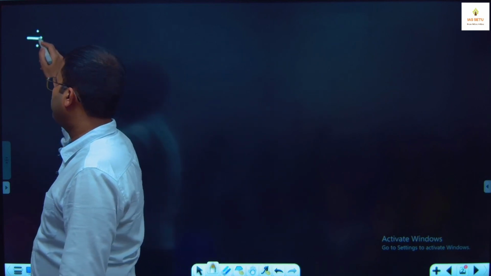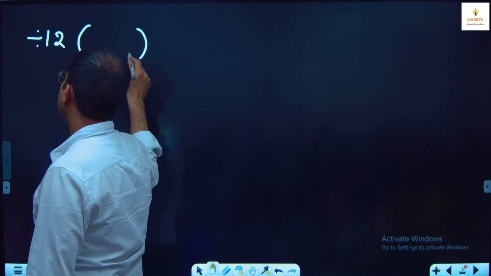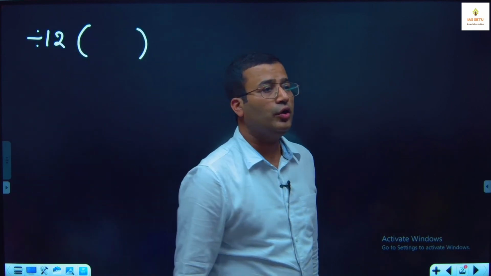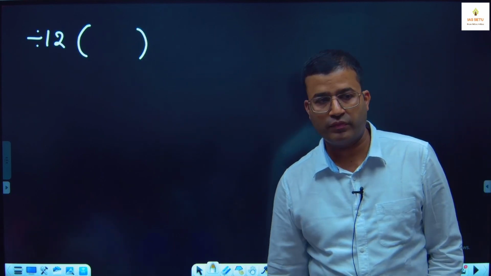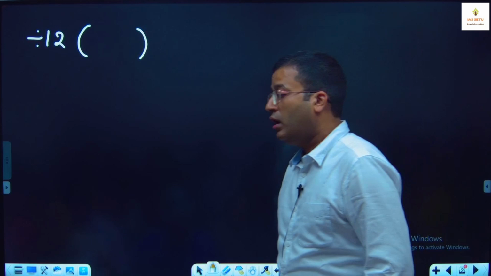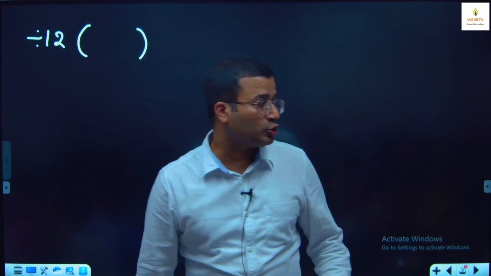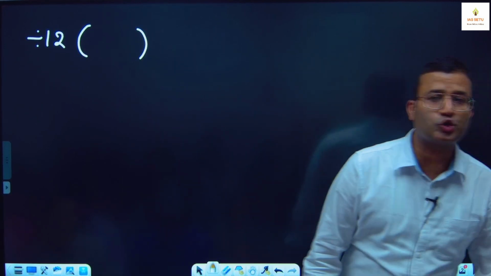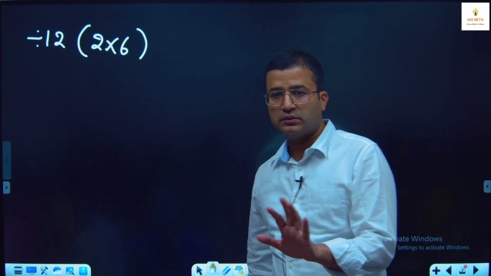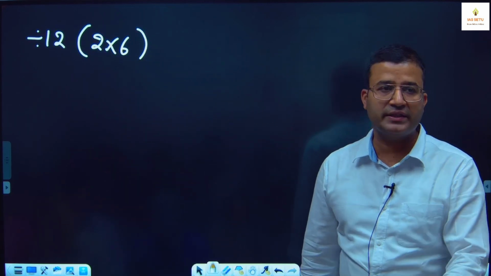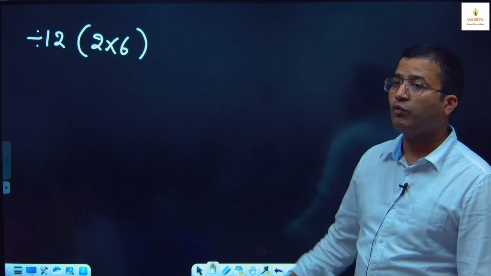Divisibility of 12. Now you break 12 as a multiple of 2 numbers. Some students break 12 as 2 and 6. Wait, ताकि आप बाद में गलती ना करो. 2 and 6. What is wrong in this?